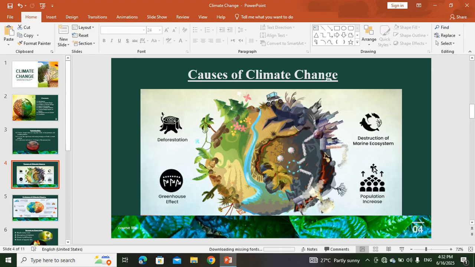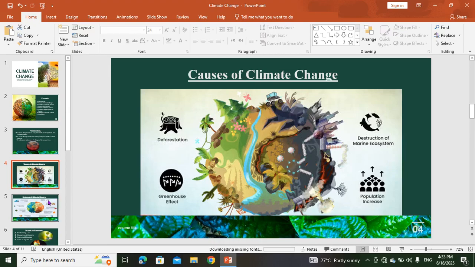And the last one is the destruction of the marine ecosystem. We all know that the marine ecosystem is also known as the largest ecosystem of the earth. So due to the shipment or the trading through the marine ecosystem, and industrialization, the polluted water of the industry is directly added in the marine ecosystem, due to which all the living organisms, all the aquatic life of the marine ecosystem will die, due to which climate change occurs.